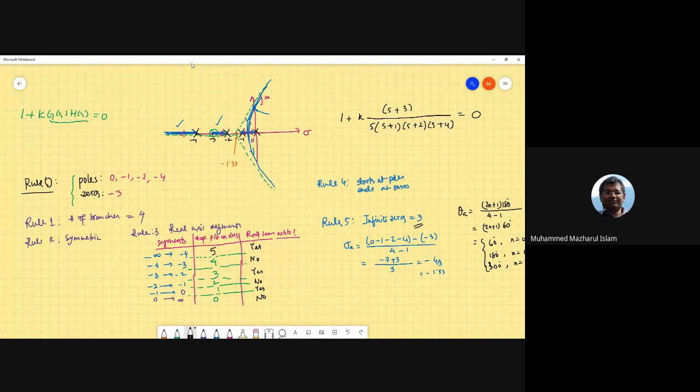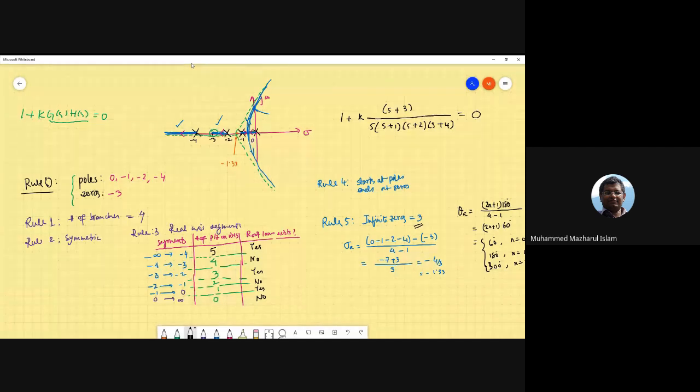And then we learned 5 rules. Rule number 1 is to find the number of branches. I'm giving you a review. The number of branches will be equal to the highest power of s in either the numerator or the denominator of GH. Or you can also get the number of branches from the numbers of poles and zeros, whichever is the highest. There are 4 poles and 1 zero, so the number of branches will be 4. You can get the number of branches in either of the ways.